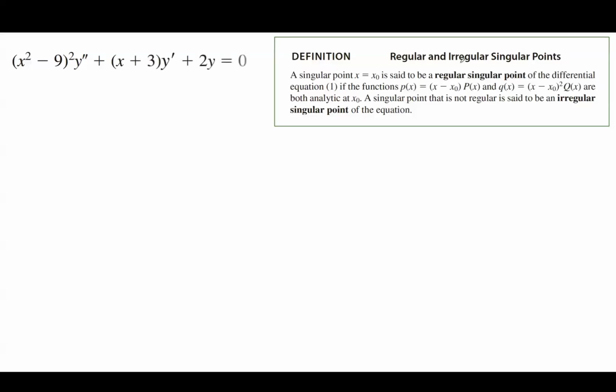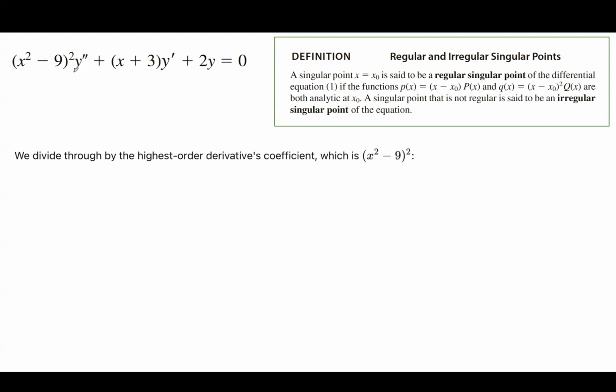So far, we discussed the definition of regular, irregular, singular points. Consider the following second-order differential equation: (x squared minus 9) to the power 2 times the second derivative of y plus (x plus 3) times the first derivative of y plus 2y equal to 0. Let us divide everything by the leading coefficient to make it into a standard form.